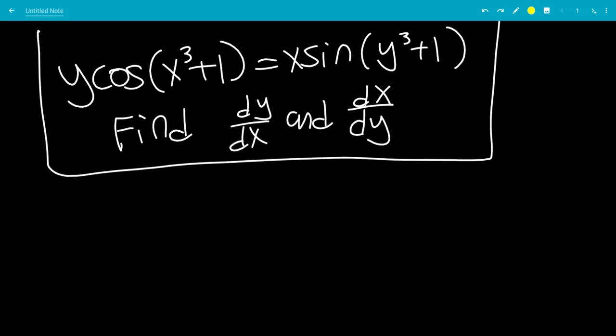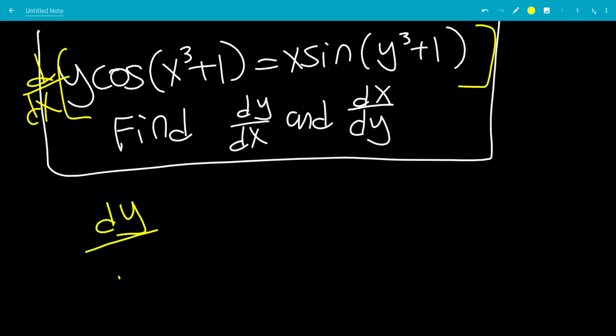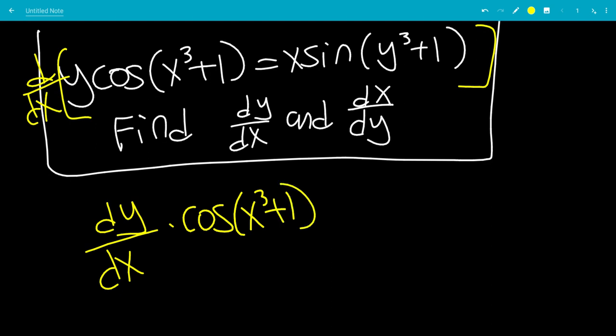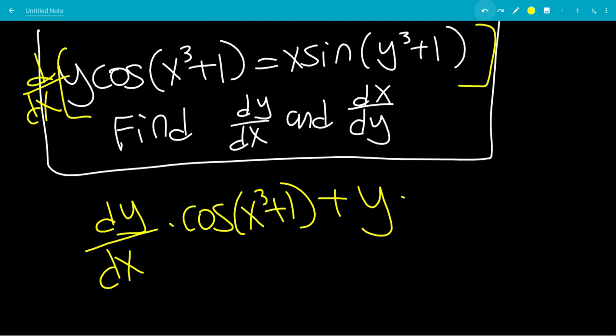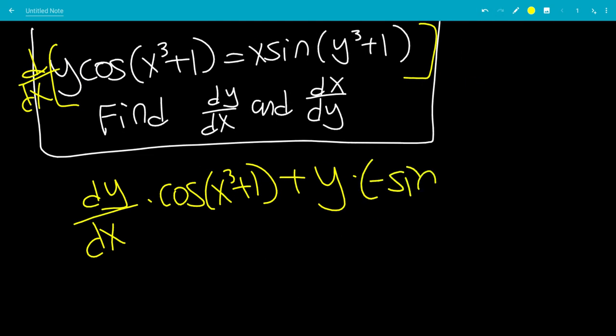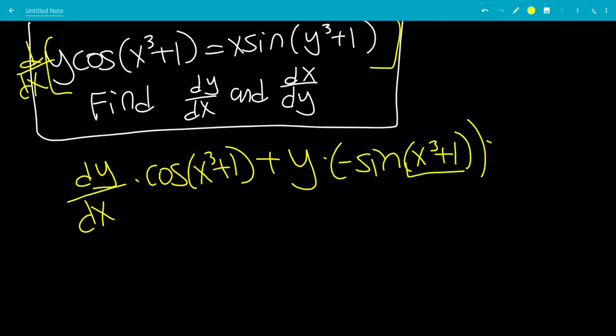Okay, we're going to start by doing the derivative with respect to x on both sides. So the left-hand side and the right-hand side are both product rules. On the left-hand side, we're going to do the derivative of y with respect to x, which is dy/dx, times cosine of (x cubed plus 1), and then we leave it the same, so plus y times the derivative of cosine of (x cubed plus 1). The derivative of cosine of something is negative sine of that something, times the derivative of the inside with respect to x, which is 3x squared.